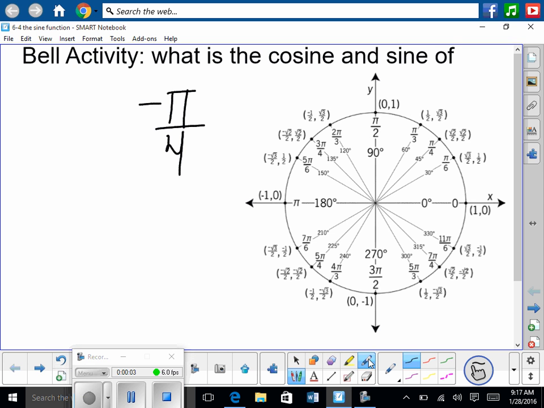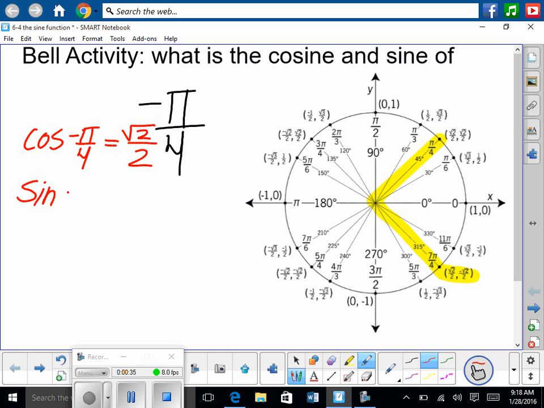Of negative pi fourths. So this is positive pi fourths, but we want to go negative pi fourths. Remember yesterday, we learned a little easy way to look at it. That's 2 tick marks up, right? So that's the same thing as 2 tick marks down. So this is negative pi fourths right here. We're looking at those x, y points. We know that cosine is x, sine is y. So cosine of negative pi fourths is equal to the square root of 2 over 2, and sine of negative pi fourths is equal to negative square root of 2 over 2.